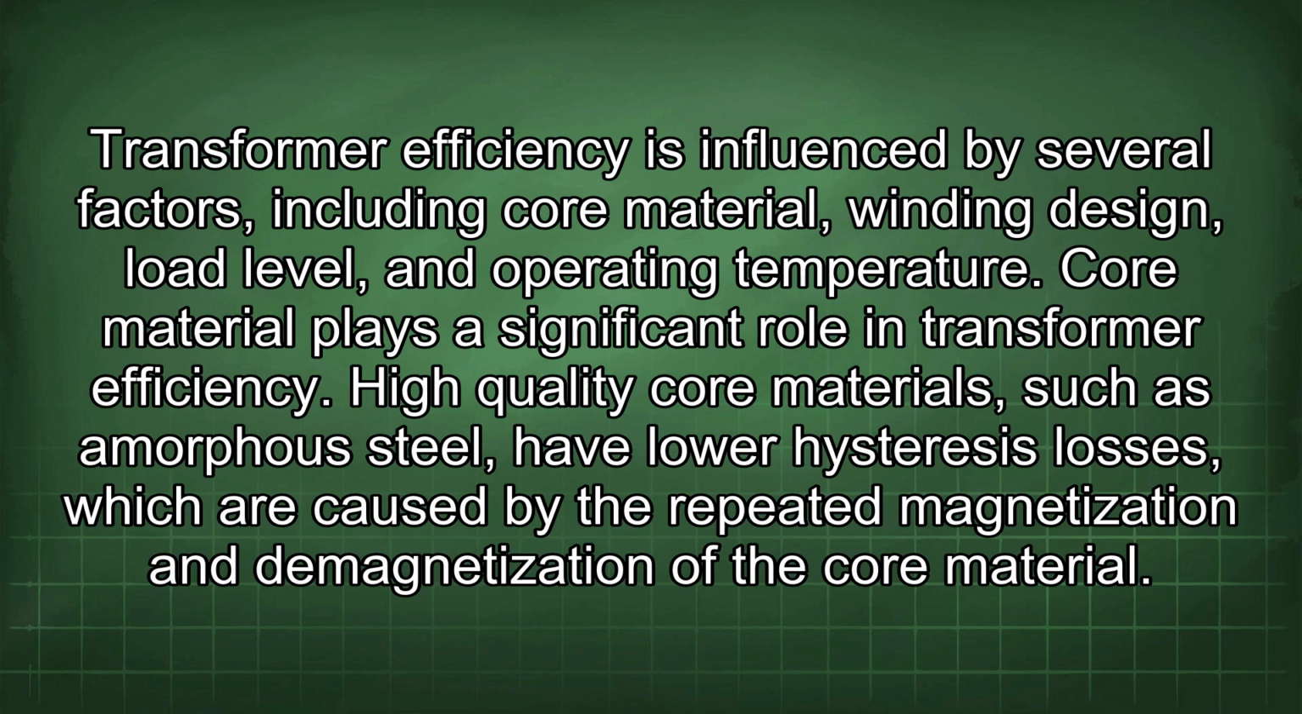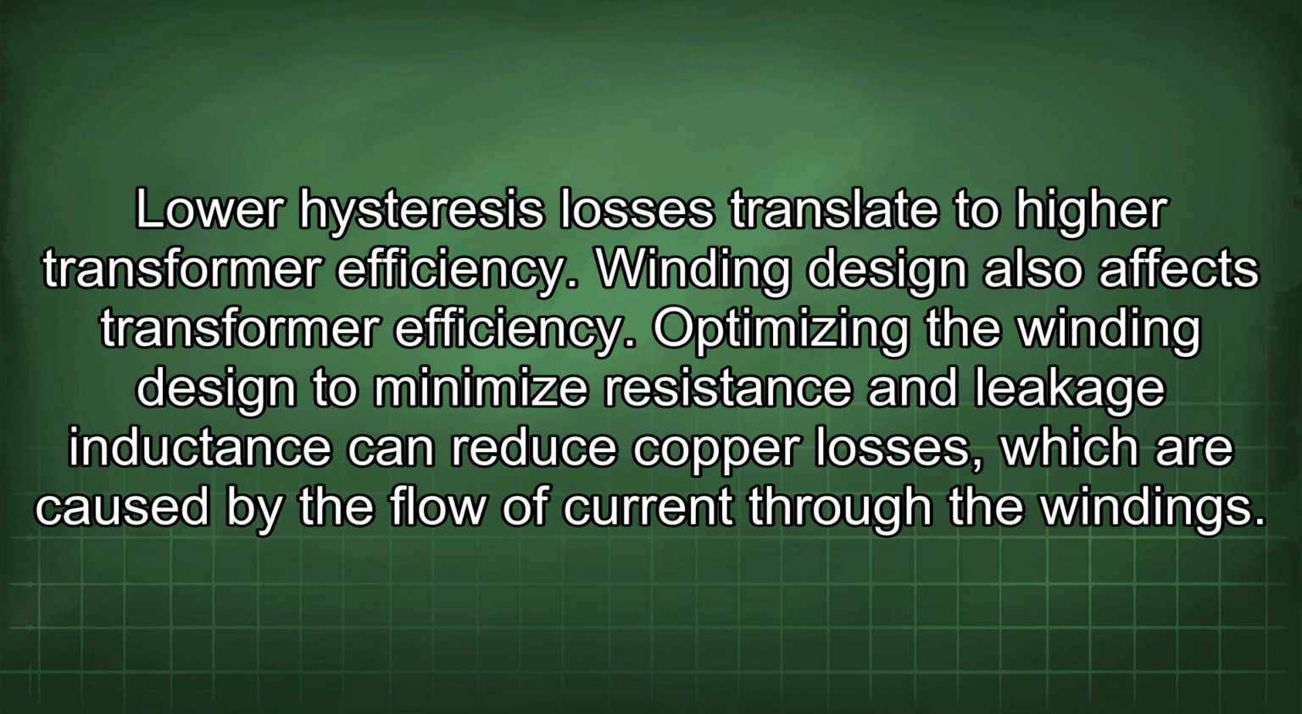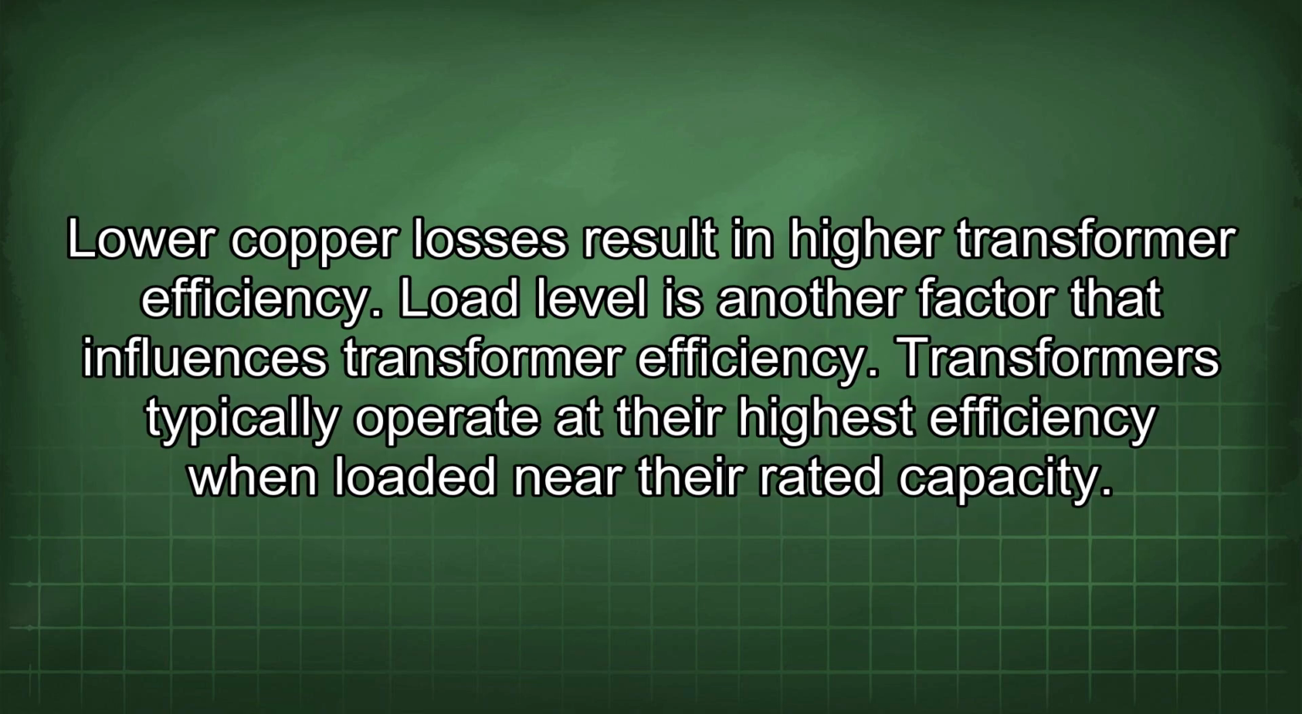Core material plays a significant role in transformer efficiency. High-quality core materials, such as amorphous steel, have lower hysteresis losses, which are caused by the repeated magnetization and demagnetization of the core material. Lower hysteresis losses translate to higher transformer efficiency. Winding design also affects transformer efficiency. Optimizing the winding design to minimize resistance and leakage inductance can reduce copper losses, which are caused by the flow of current through the windings. Lower copper losses result in higher transformer efficiency.